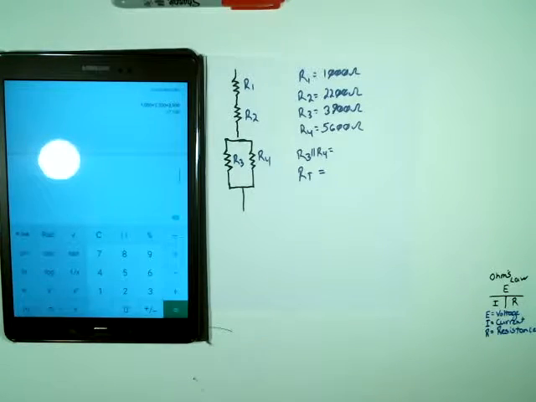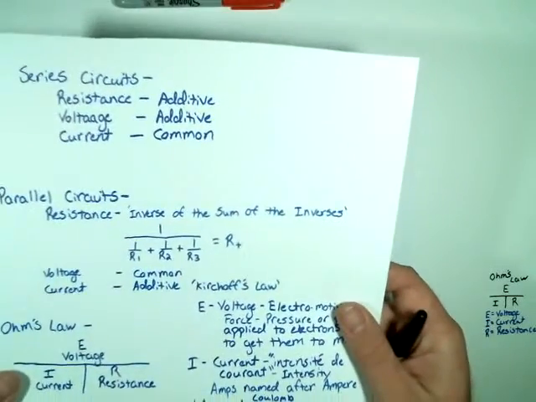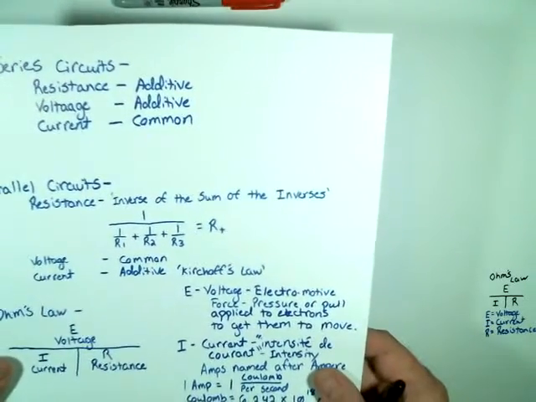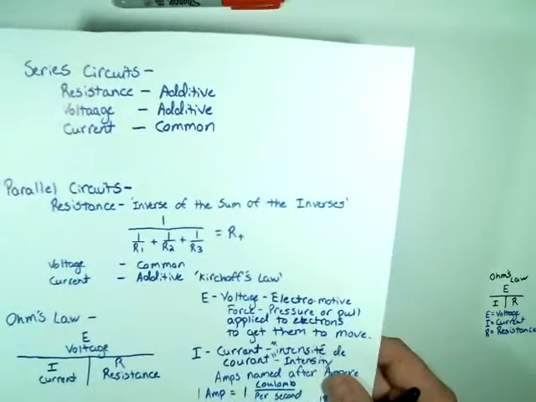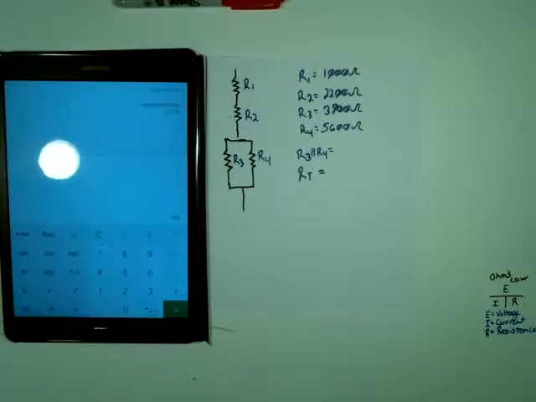I find for myself that I memorized this formula. It's easy enough to do on a calculator. I don't need other formulas. There's a few out there, especially if you're just using two resistors.